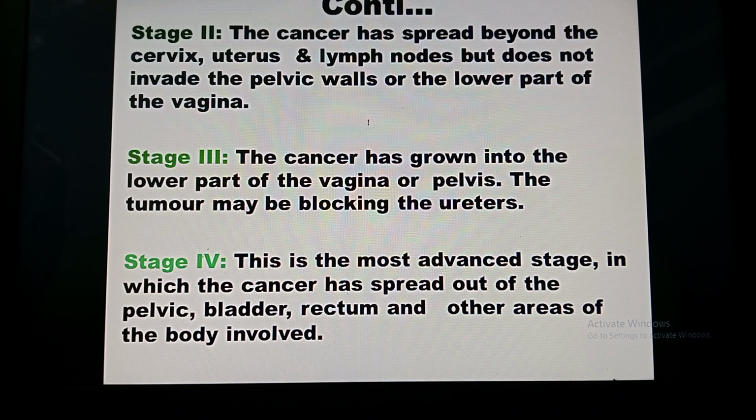Stage 4, this is the advanced stage, and in stage 3 and 4 it is difficult to treat, okay. They will treat but only to some extent, to increase the lifespan and make the quality of life better, okay. It is the most advanced stage, because already through the blood circulation and the lymph circulation it has spread to various vital organs.